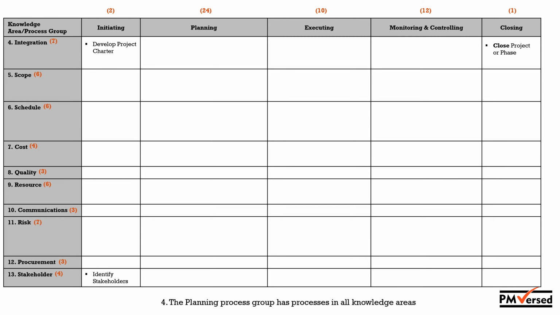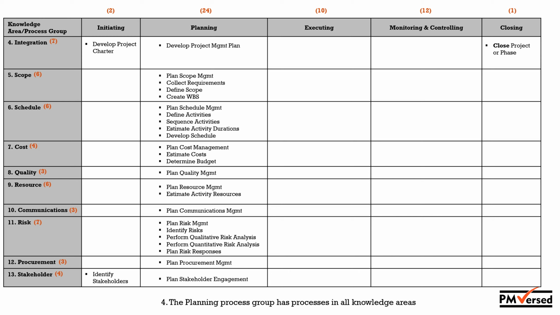Now, the planning process group has processes in all knowledge areas. As you can see, the top is the most popular over here. So this is where we're going to spend most of our time per the PMI framework. The intent here is to show you that there are quite many. As you learn the processes, you'll be able to tell us what goes in each box. But for now, we know that we need to fill in all of them.